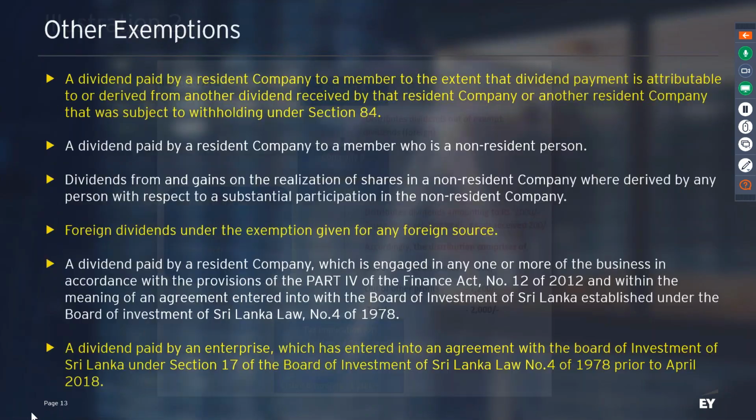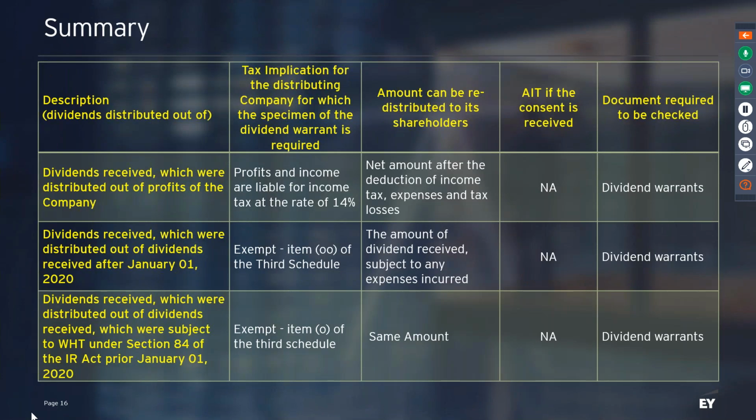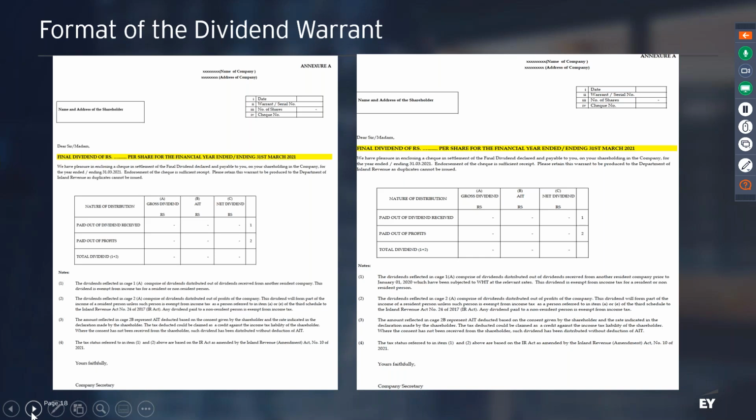So this warrant is basically more a legal document than for tax purposes. It also has all the tax clauses. I'm not very sure whether you can see all the clauses, but the clauses will say on what basis the dividends have been distributed and how the tax has been discharged.